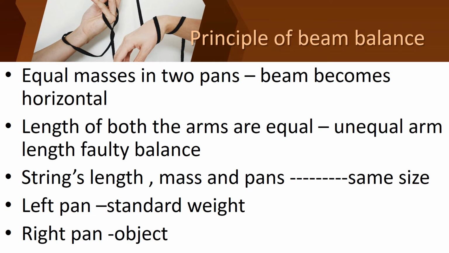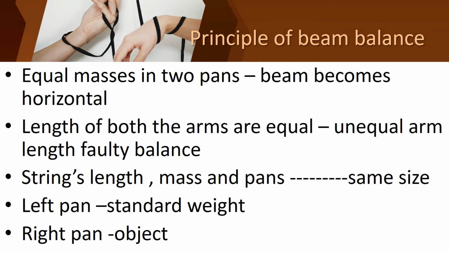Children, I have already told you: first of all, both the pans should be of equal mass. And the length of the string from the string to the pan should be of equal size. That is the second principle. And the beam should be horizontal. You should check the two pans; the length and mass of the pans should be similar. You should check that. And we place the standard weight on the left pan and the object on the right pan.